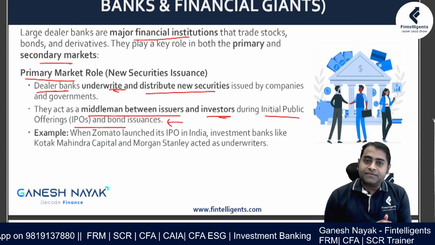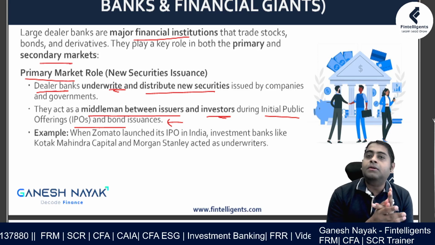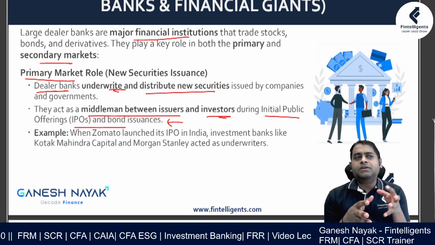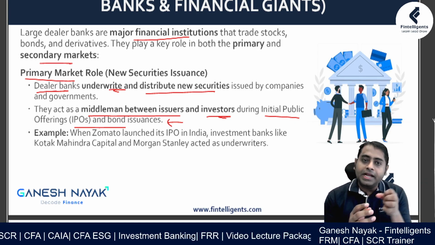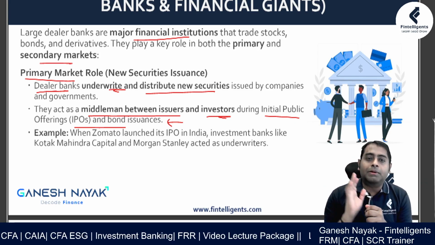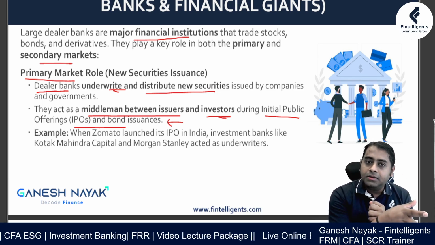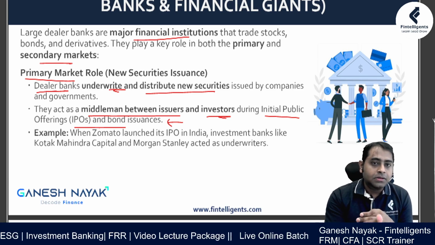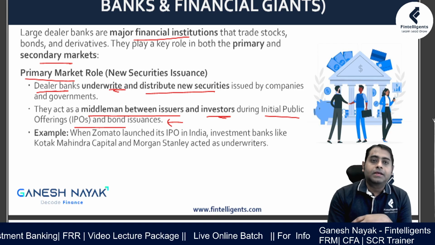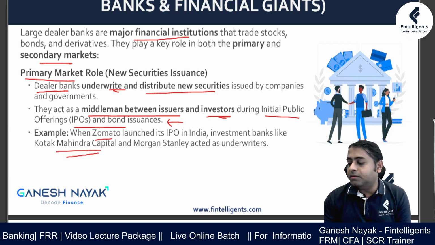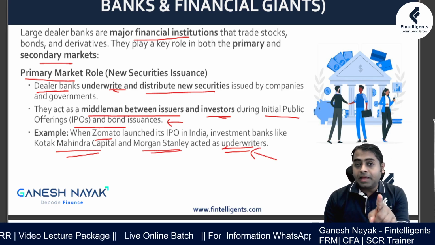If there is an issuance, there is an issuer. Suppose DMart wants to come out with a bond, and the bond issue is very small and the bank is decently big, the bank can buy the entire bond and then sell it to the normal public. So DMart will by default get X amount of rupees. The bank has negotiated the price and then sells it in the market in the future. If you look at Zomato, Kotak Mahindra Bank and Morgan Stanley acted as underwriters. This was the primary market.